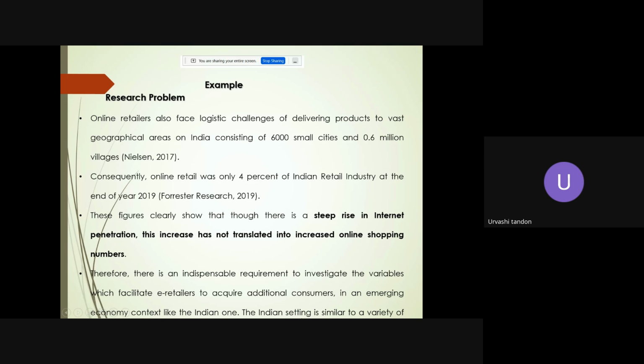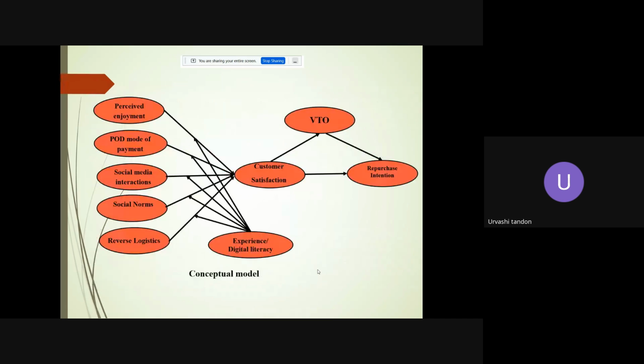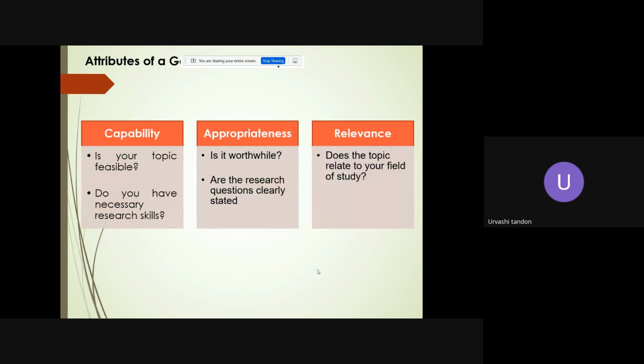Again, there is an indispensable requirement to identify or investigate the variables, right? So these are all the variables, like perceived enjoyment, POD, social media, social norms, reverse logistics, they are your independent variables. Customer satisfaction is your dependent variable. Now, when customer satisfaction has impact on repurchase intention, then customer satisfaction becomes your independent and repurchase becomes your dependent. And then finally, there is virtual try-on technology. That is a mediating variable, right?